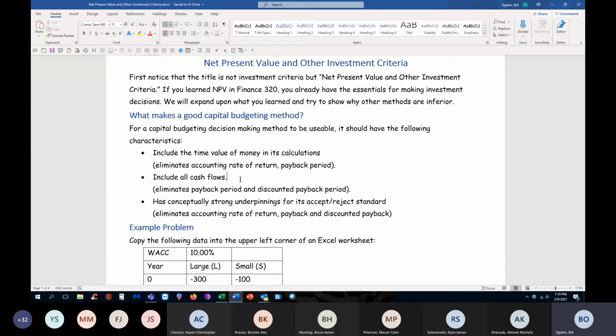And then another way of doing this payback period is sometimes you can add up the present value of the future cash flows and see how long it takes to recover the initial investment. And that's no better. And then the next thing is conceptually strong underpinnings for its accept reject standard.